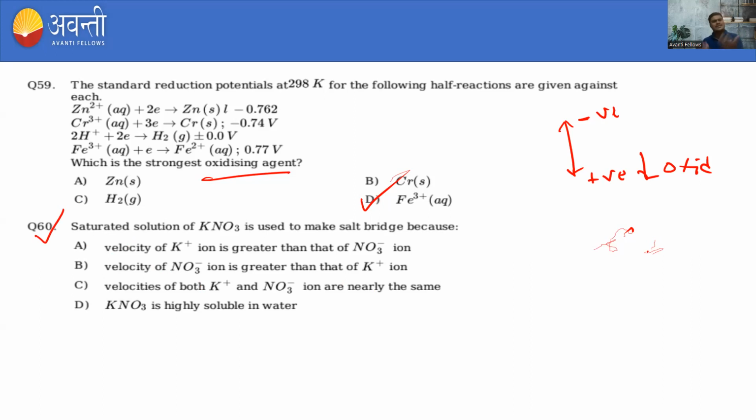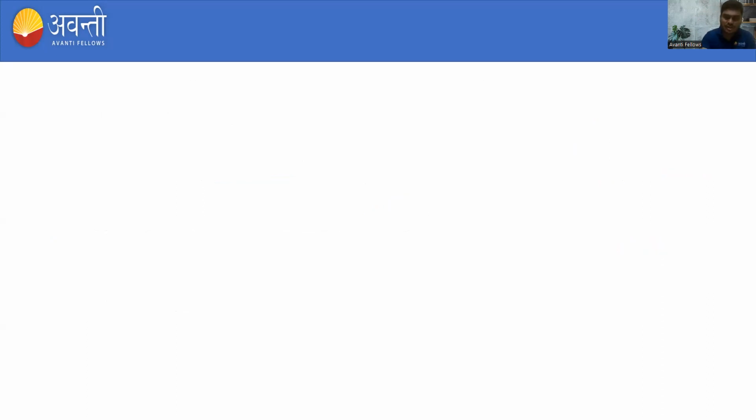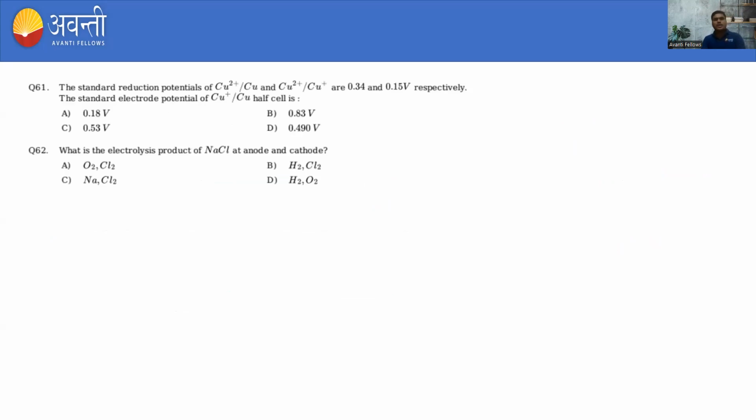This question is from the salt bridge and it's a very easy question. A saturated solution of KNO3 is used to make the salt bridge. Why is it used to make the salt bridge? Because we know there is one condition for the salt bridge: the velocity of both ions must be the same. Because the velocities of potassium and nitrate ions are nearly the same, that's why they are used in the salt bridge. Okay, so move to the next question, that is 61.